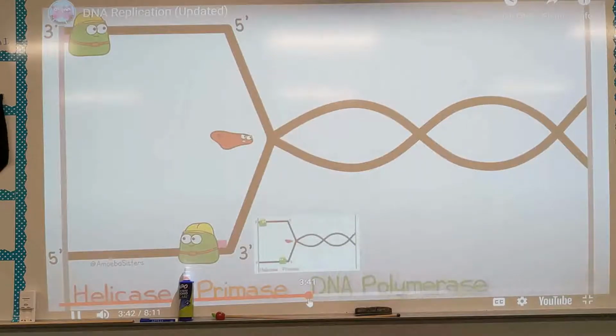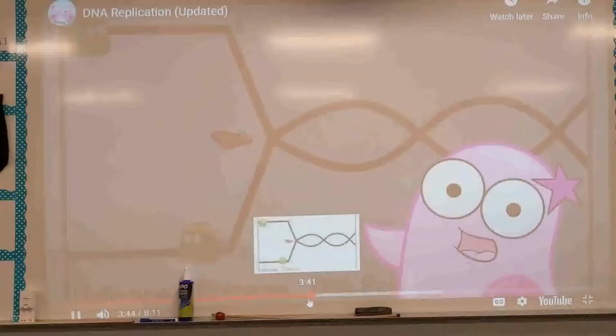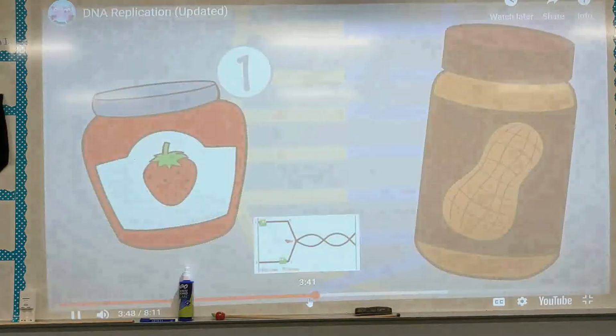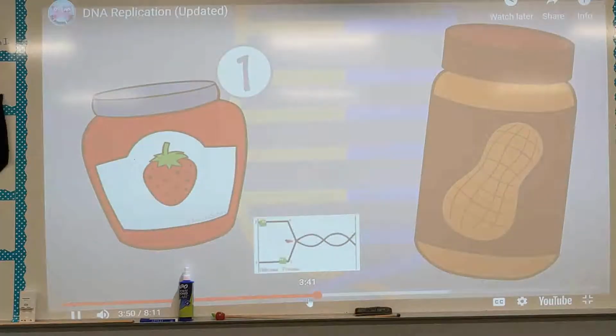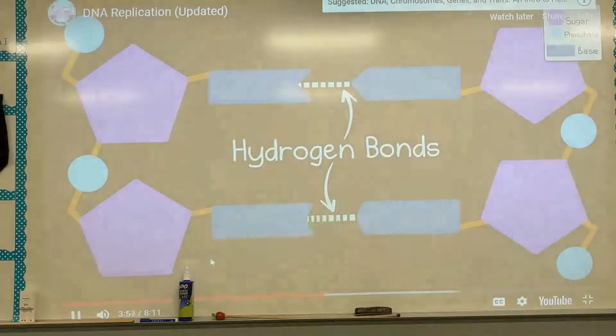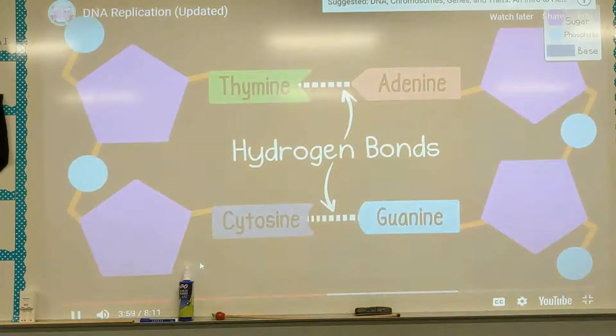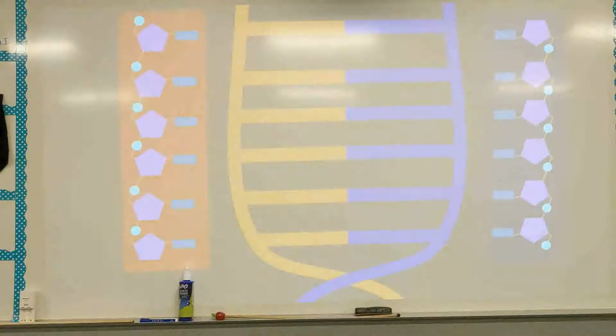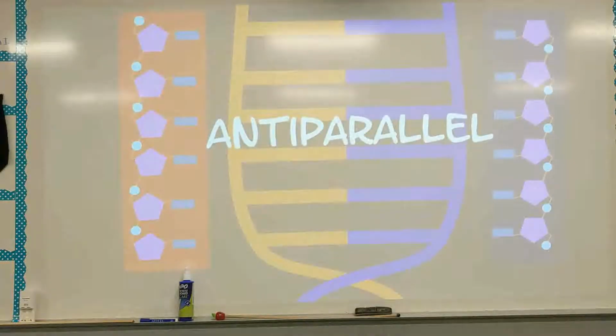In comes DNA polymerase. Okay, before we go on, remember how we said DNA has two strands? They're not identical, they complement each other. In our video that covers DNA structure, we talk about how the bases pair together with hydrogen bonds. The base adenine goes with the base thymine, and the base guanine goes with the base cytosine. These strands are also anti-parallel, so they don't go in the same direction.